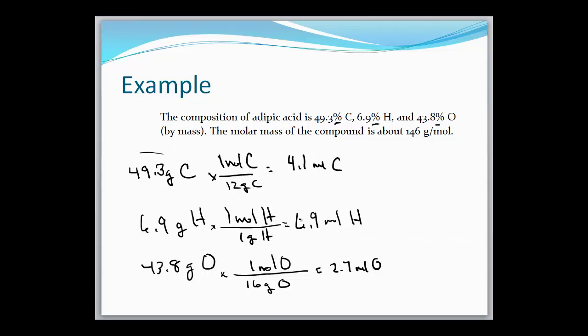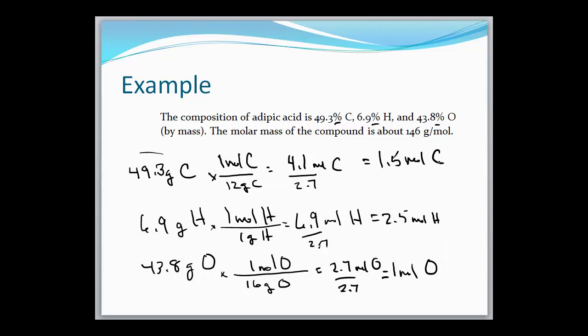Now remember, we want to divide by the smallest of the three, so we're going to divide them all by 2.7. So we're going to get 1 mole of oxygen, 2.5 moles of hydrogen, and 1.5 moles of carbon. So then, since these aren't whole numbers here, we need to figure out what factor to multiply these all by.